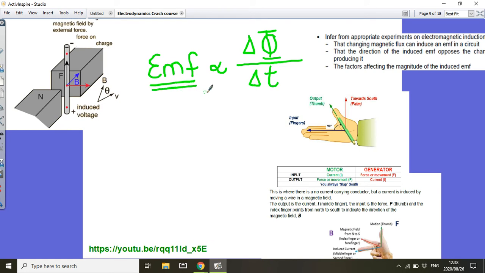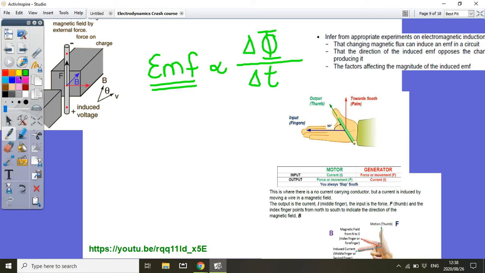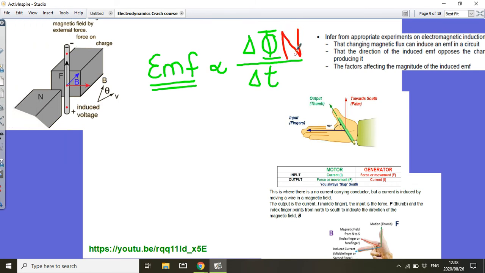The EMF induced is directly proportional to the rate. You know this by now in physics. Whenever there's a delta T at the bottom of the line, it's rate. The rate of, and then you look at what's at the top of the line, change in magnetic flux. You can stop there, but you can say magnetic flux linkage. So we can add an N there, because remember, there's not always just one loop. There's sometimes more than one winding. And this is Faraday's law. EMF is directly proportional to the rate of change in magnetic flux or magnetic flux linkage.